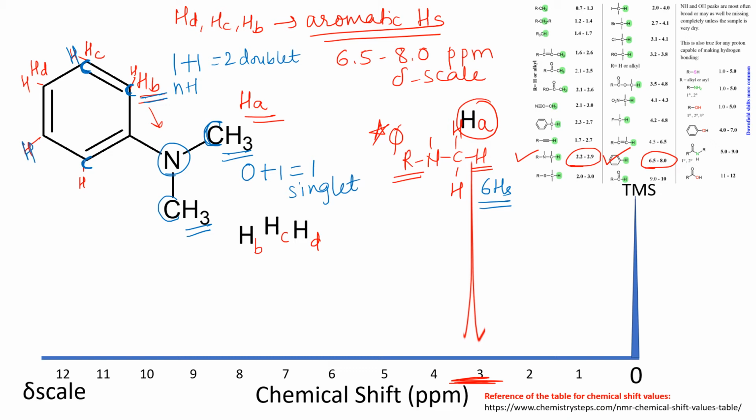Then we have this HC. On this side HC has one hydrogen, and on this side HC has one hydrogen. So in total there are two hydrogens adjacent to HC, that is, on the adjacent carbons of HC. So 2 plus 1, HC should give me a triplet. And in the same way HD also has this carbon and this carbon adjacent to it, so two hydrogens on the adjacent carbons of HD, so 2 plus 1, this will also give me a triplet. So I have to show two triplets and one doublet.